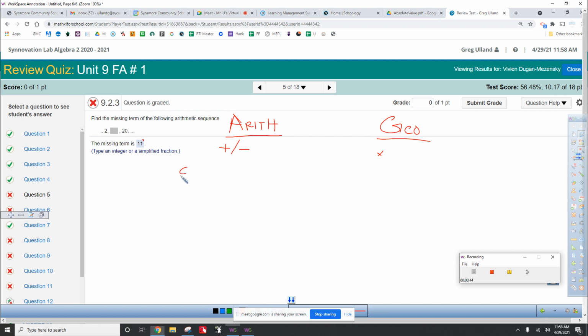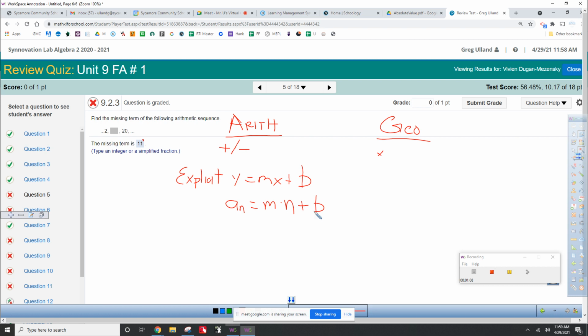The explicit for arithmetics, well, it's usually y equals mx plus b. That's how you remember it, Vivian. But for this one, they're going to change it to a sub n, so whatever number we want is m times n plus b. These things are no different, Vivian, so that might help you.